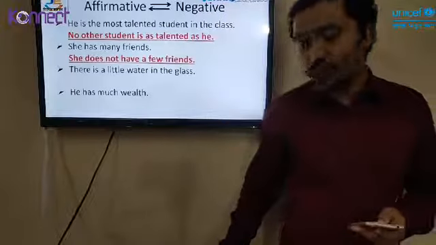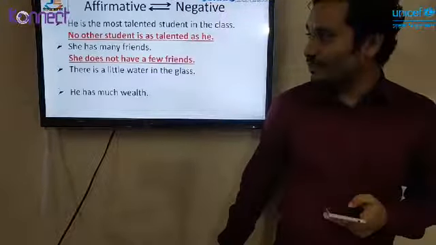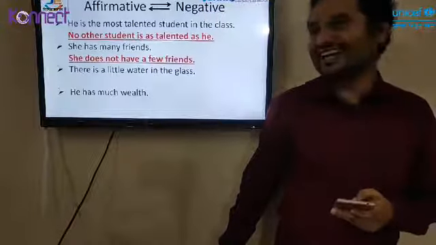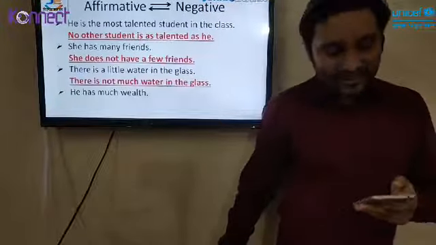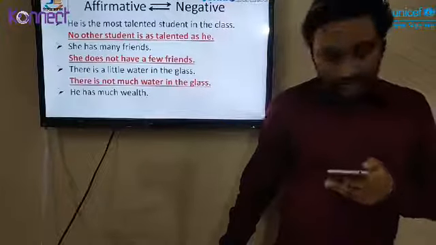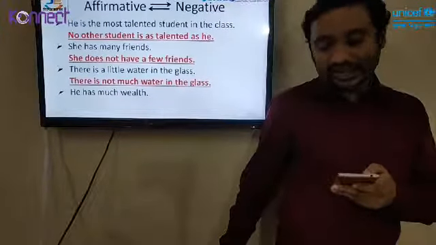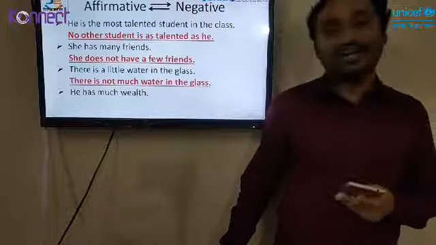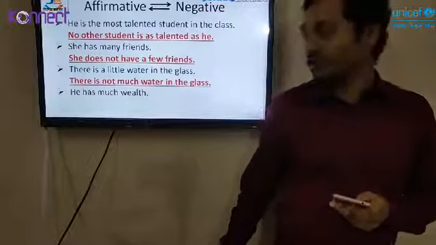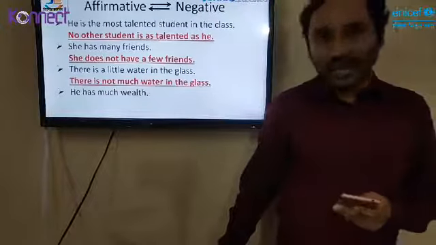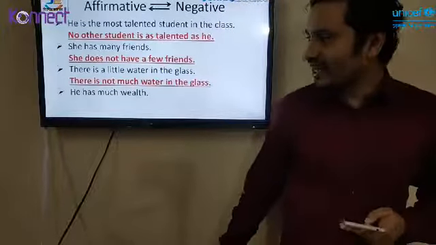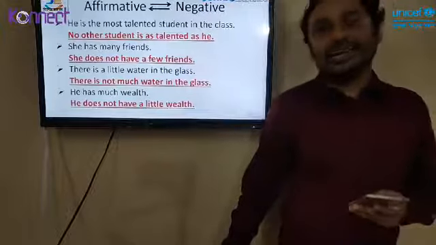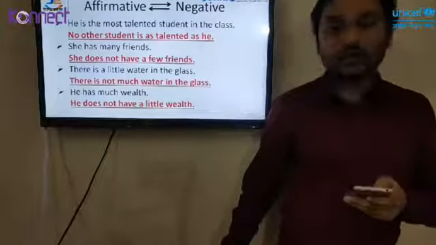Then there is little water in the glass. The answer will be there is not much water in the glass. There is not much water in the glass. She has much wealth. Again one of you has written she has not a little wealth. She has not will not be used, it will be she does not have or he does not have, and instead of much, a little will be used. So the answer will be he does not have a little wealth. He does not have a little wealth.